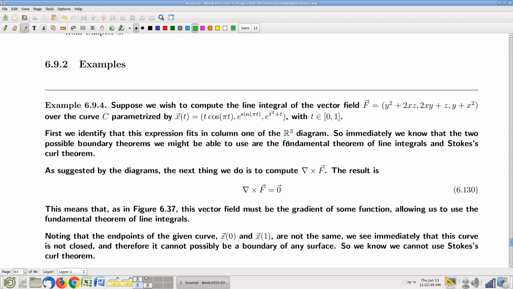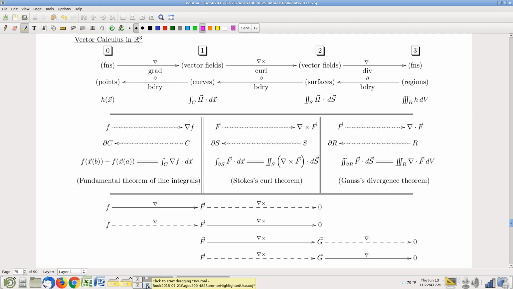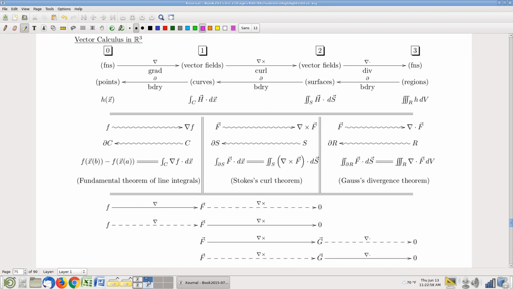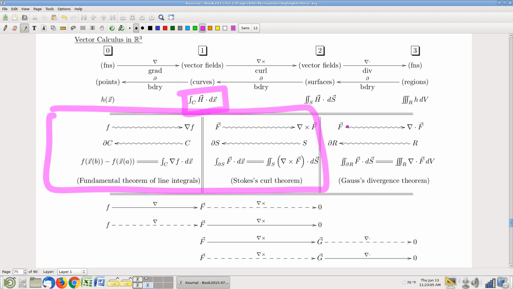So let's figure out, first of all, where are we in the diagram? Reminder, here's the diagram. Our vector field, you'll notice, has 3 components. Our curve has 3 coordinates in the parameterization. We are in R3. We're looking for a line integral in R3, and so we are here. So these are our candidate theorems. Divergence theorem's off the table. There shall be no triple integrals in this discussion.